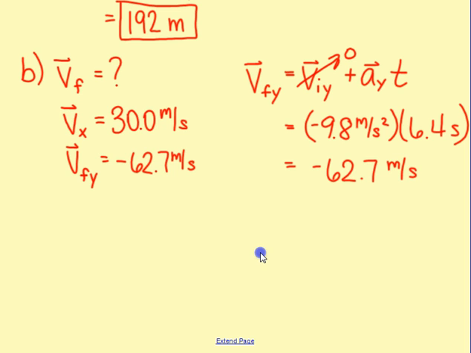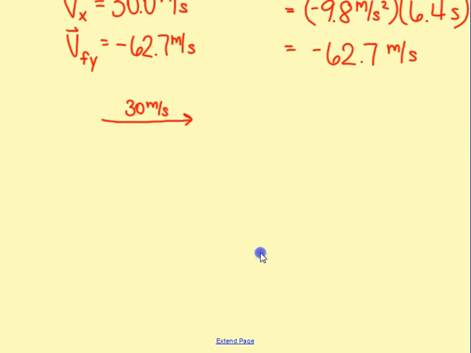Just as we did when we were learning just about vectors, I'm now going to draw these two components. I'm going to assume that the x velocity is to the right, even though the problem doesn't tell me anything about that. And remember that we want to put these two tip to tail. So there's my x velocity, and here's my y velocity, 62.7 meters per second. That means that the total velocity, the resultant of these two, is that blue vector right there. To find its magnitude, we use the Pythagorean theorem. And then we'll also find the direction of it.